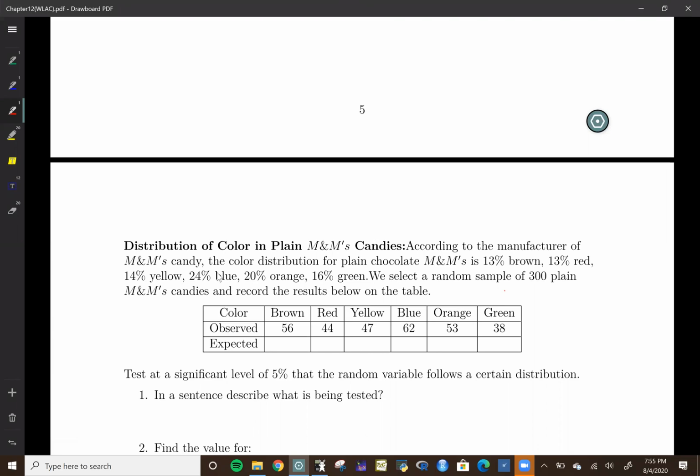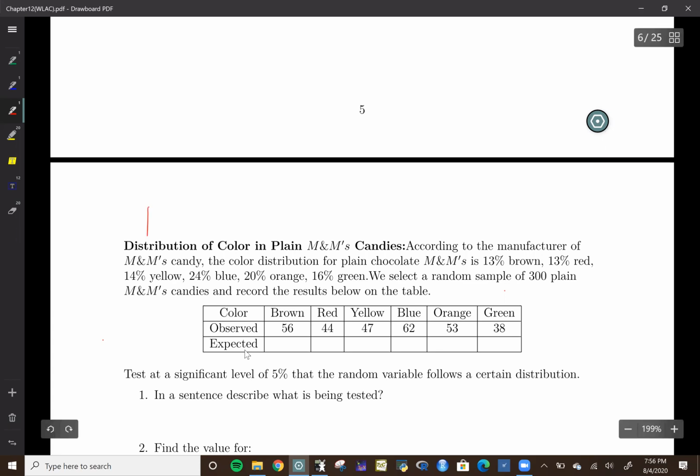Blue, perfect. So you should get blue. Let me stop my video so there won't be a lag or anything like that. So blue should be the one that we expect to have more candy of. Which candy should we expect to have the least amount of? Perfect, brown and red.